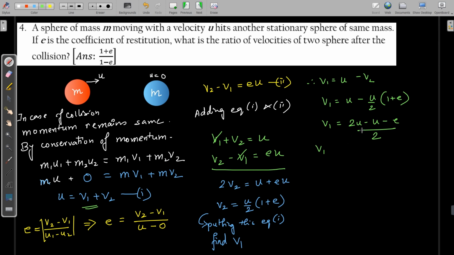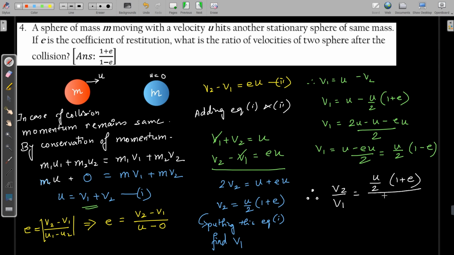So we are getting u minus eu by 2, that is u by 2 into (1 minus e). Therefore, we have to find out the ratio of the velocities of the two spheres after collision. So the final velocities, v2 by v1, we are going to get u by 2 (1 plus e) by u by 2 (1 minus e). So that is (1 plus e) by (1 minus e).